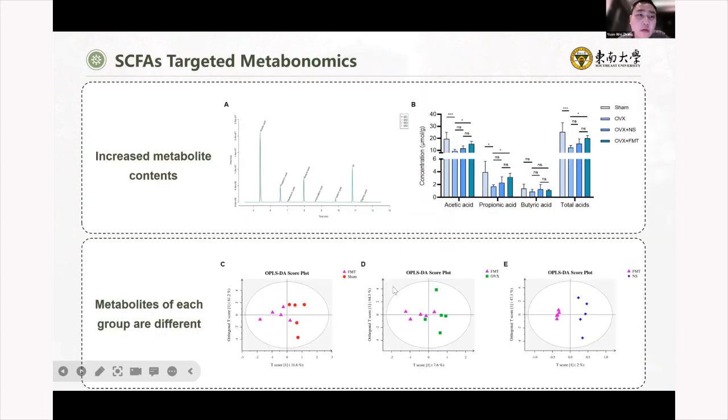At last, we also detected the SCFA-targeted metabolomics, and we have seen the increased metabolite content, and we have also seen there are differences in these groups. And this is the research model diagram.